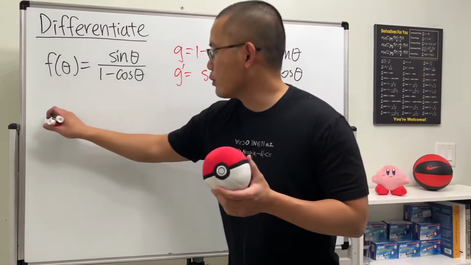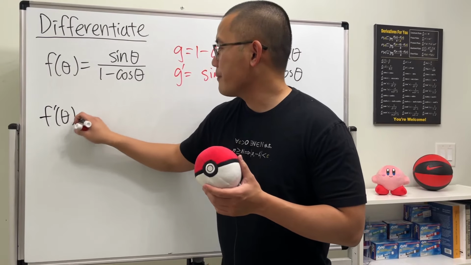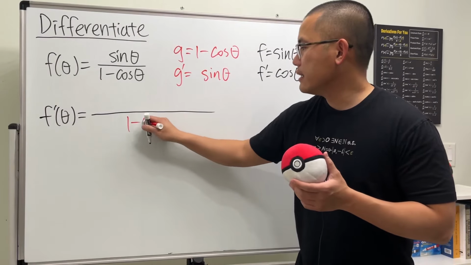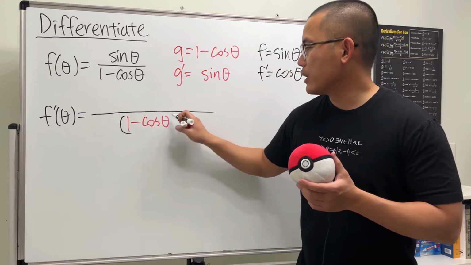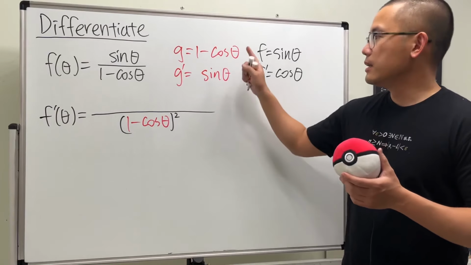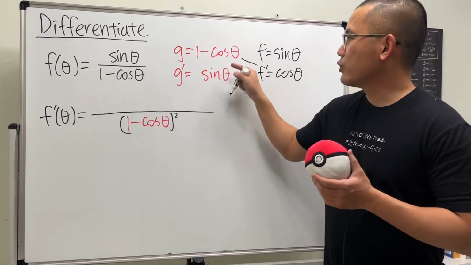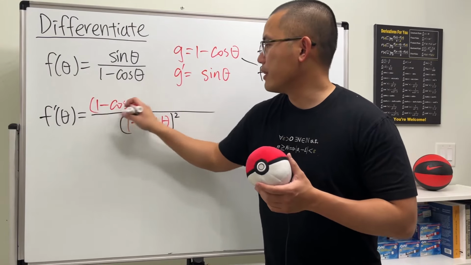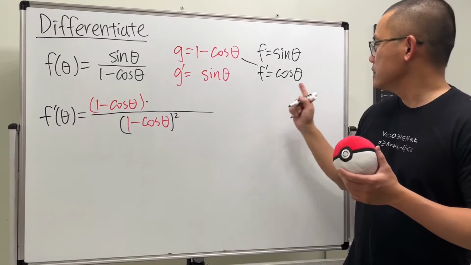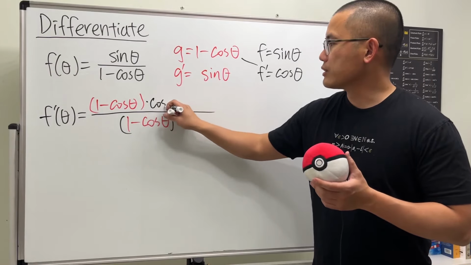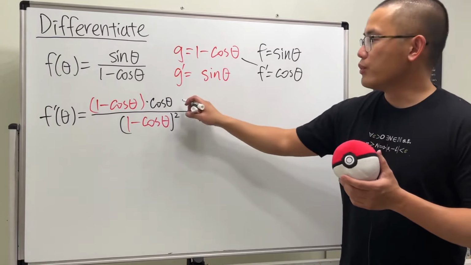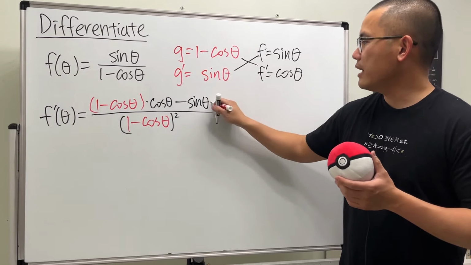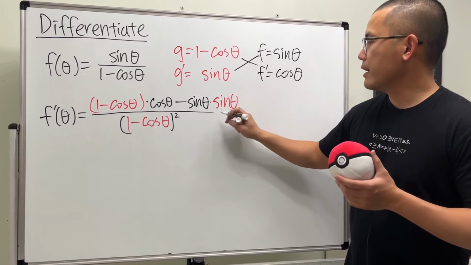And now let's go ahead and write down f prime of theta. Let's go ahead and square the bottom first. So we have 1 minus cosine theta, and then we are going to square that. Next, put this on the top, right? This times that. And again, two terms. So put 1 minus cosine theta in your parentheses, and we have to multiply this with that, which is this cosine theta here. And then we are going to minus this times that. So we have this sine theta times another sine theta.